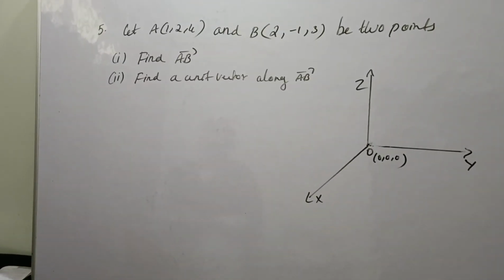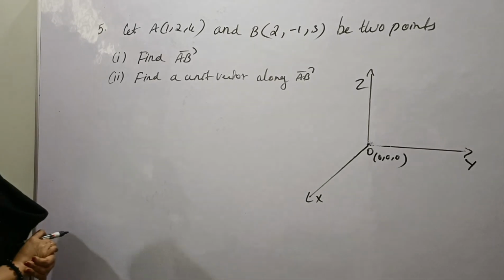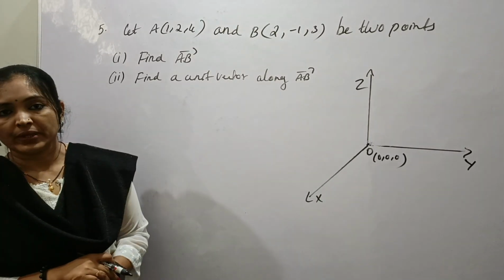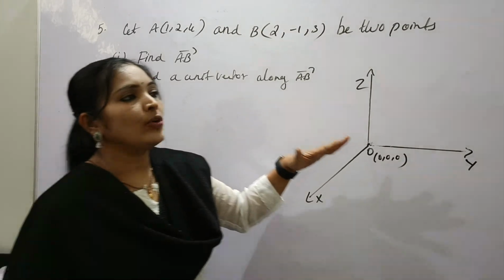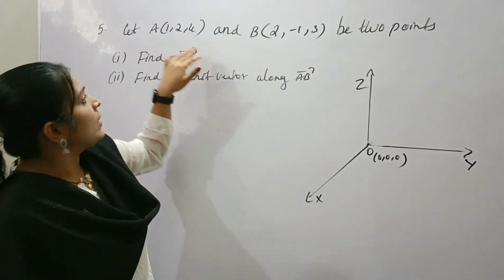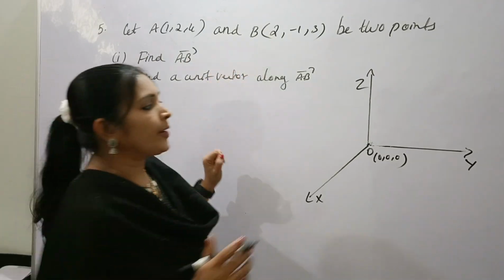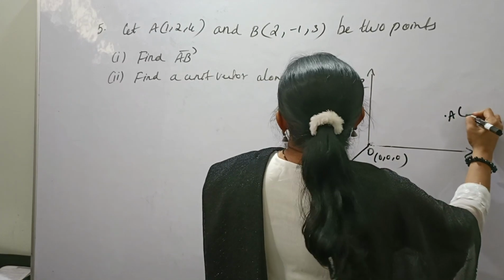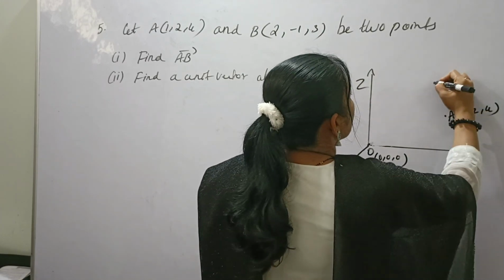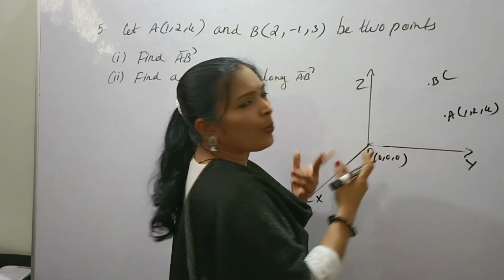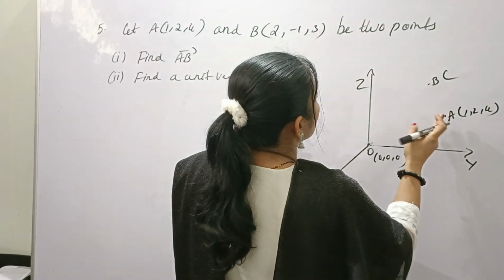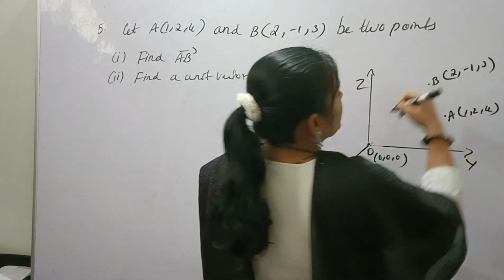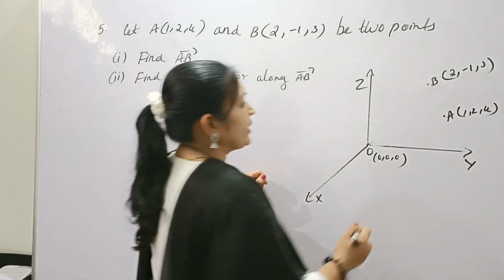Let A of 1, 2, 4 and B of 2, minus 1, 3 be two points. Find vector AB. Find a unit vector along vector AB. Very important question. Here we have a three-dimensional plane, the x, y, z plane. A and B are any two points. Let's take point A of 1, 2, 4 and point B of 2, minus 1, 3. I just plotted these points here. Now let's join them.